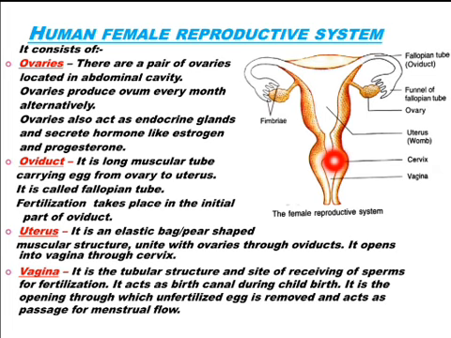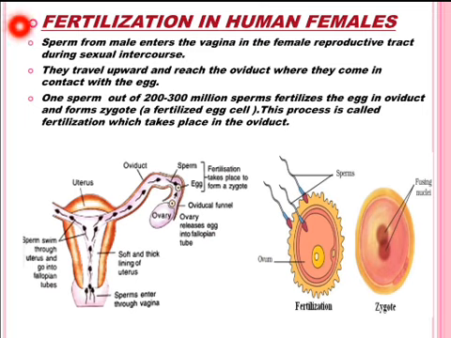It is the opening through which the unfertilized egg is removed and it also acts as the passage for menstrual flow. Now let us see the process of fertilization in human females and see what changes occur in the body of human females if the egg is fertilized.